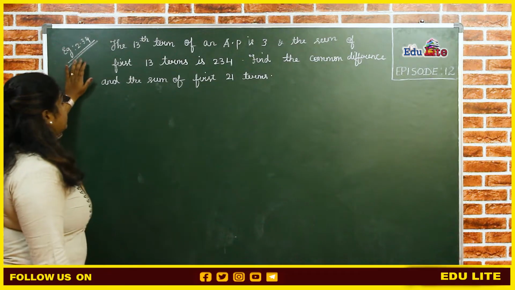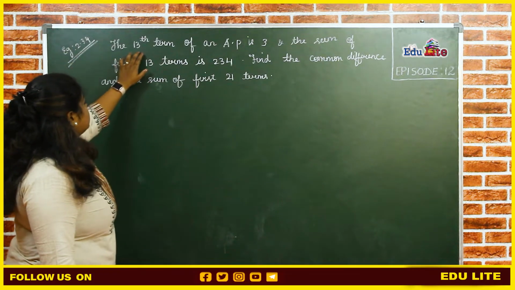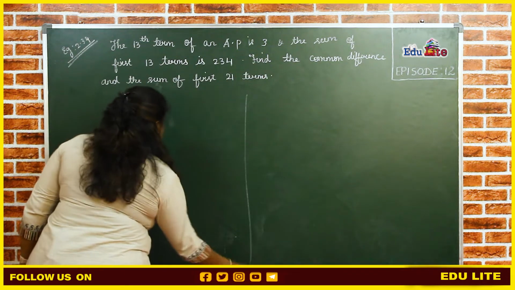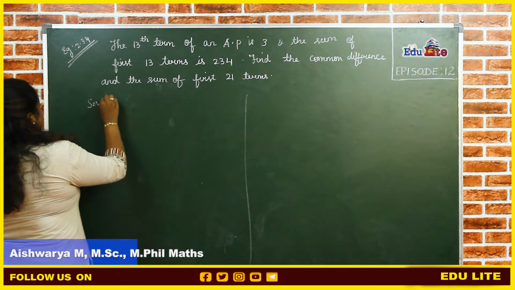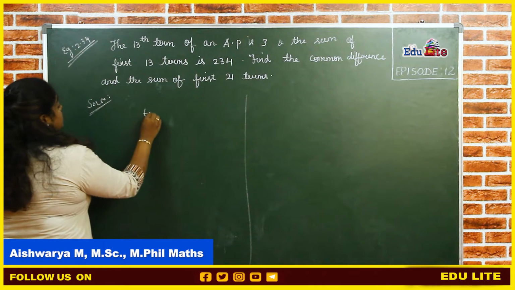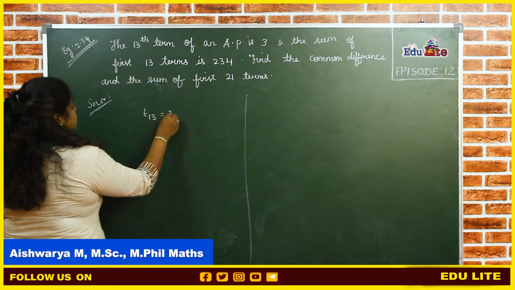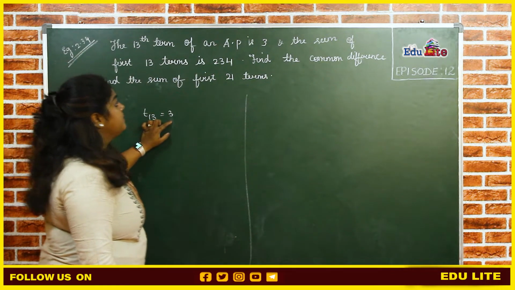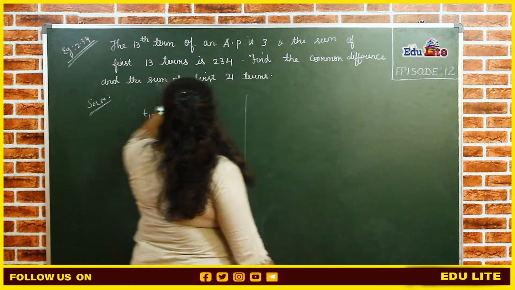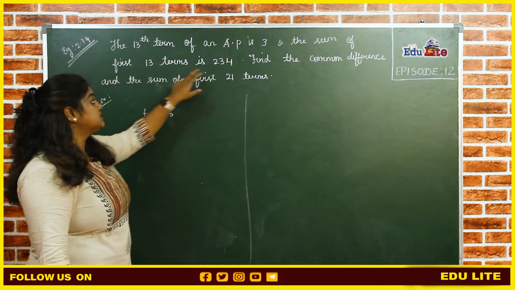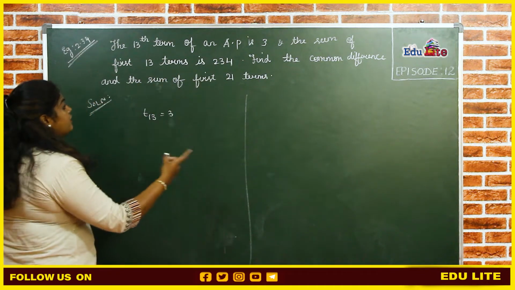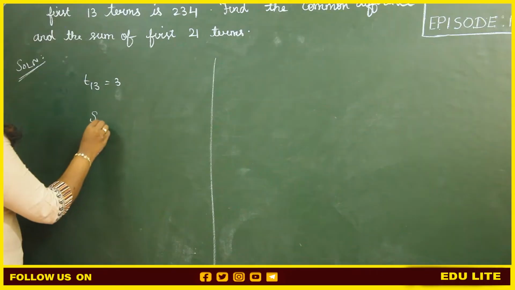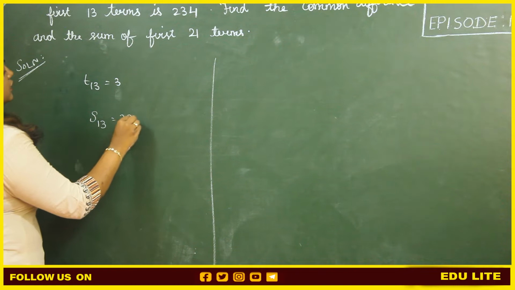In example 2.34, the 13th term of an AP is 3. Therefore, we represent the 13th term as T13 equals 3, and the sum of first 13 terms is 234. Sum of first 13 terms means we will represent it as S13 equals 234.